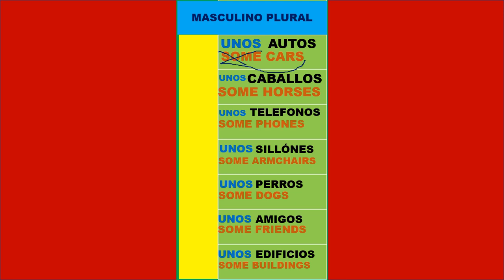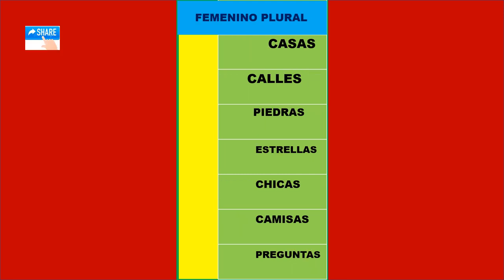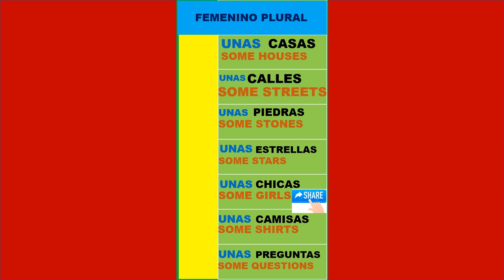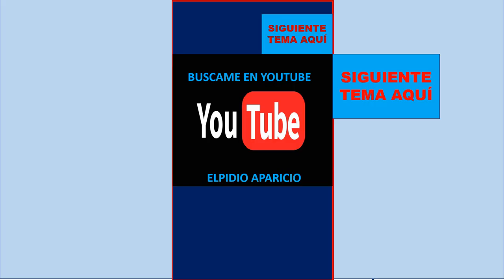Okay, let's go with the plural feminine. For the plural feminine, we use unas: unas casas, unas calles, unas piedras, unas estrellas, unas chicas, unas camisas, unas preguntas. Okay, so remember just that when we are talking about indefinite articles, it's not a specific thing. There's not a specific object or a specific thing.